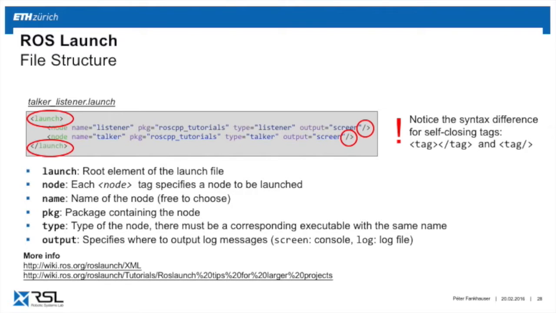Now, very importantly, once you write your own launch file, you see the difference between the closing XML tag for launch, and self-closing XML tags such as this node, which has a slash at the very end. They mean the same thing, but one is self-closing and the other one can contain elements. So whenever you see an XML error, make sure that you have these tags correctly.